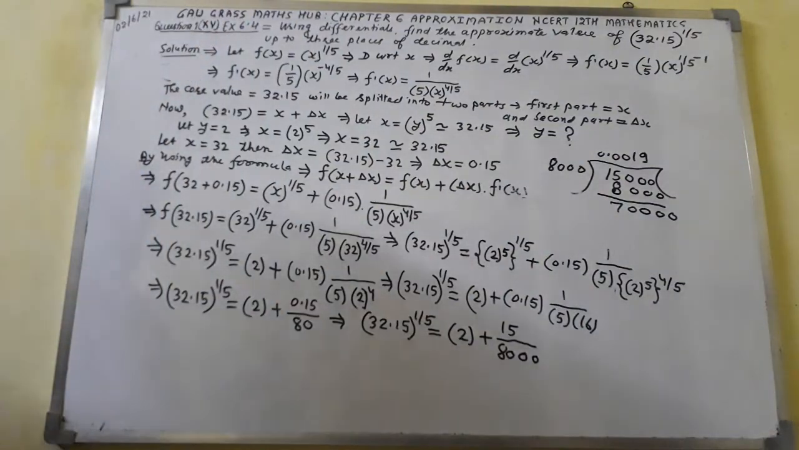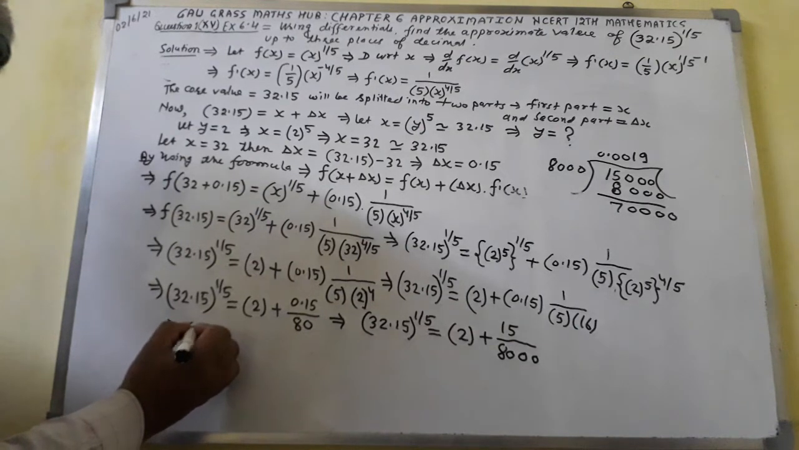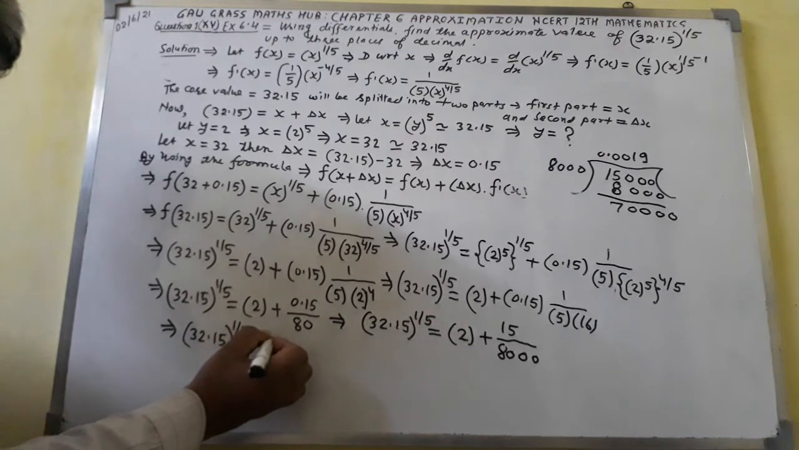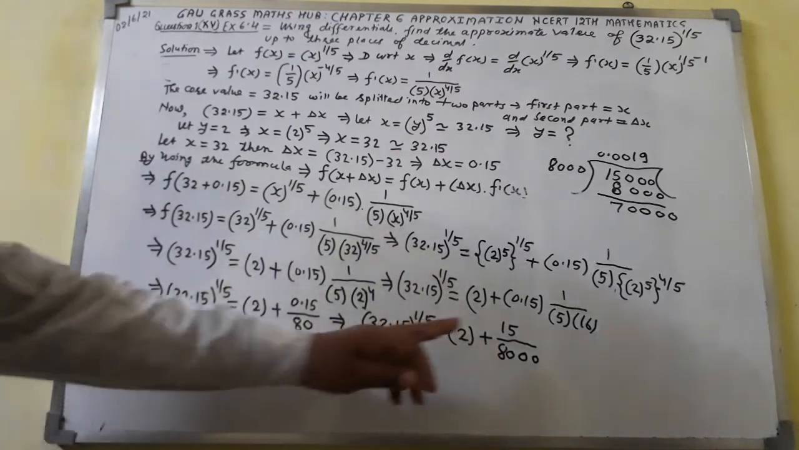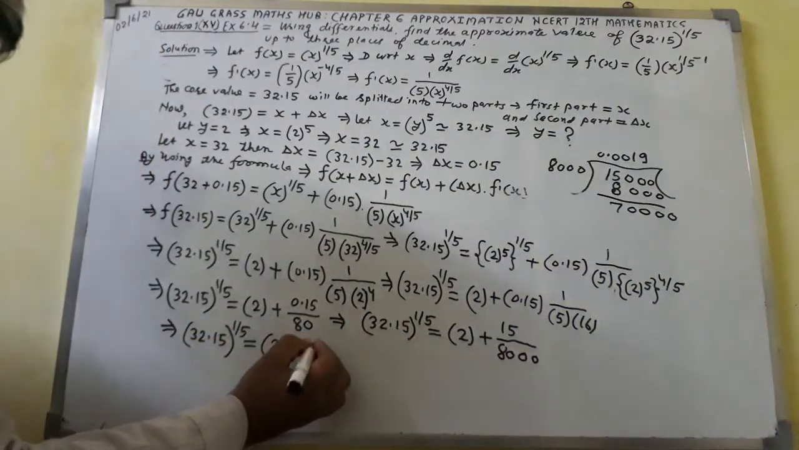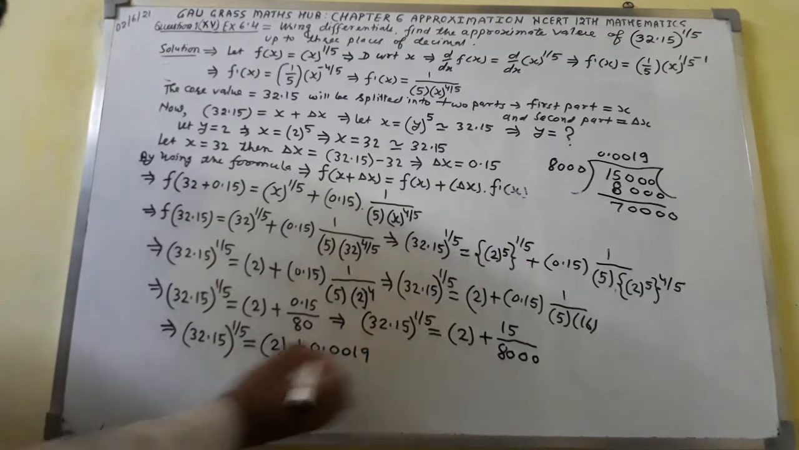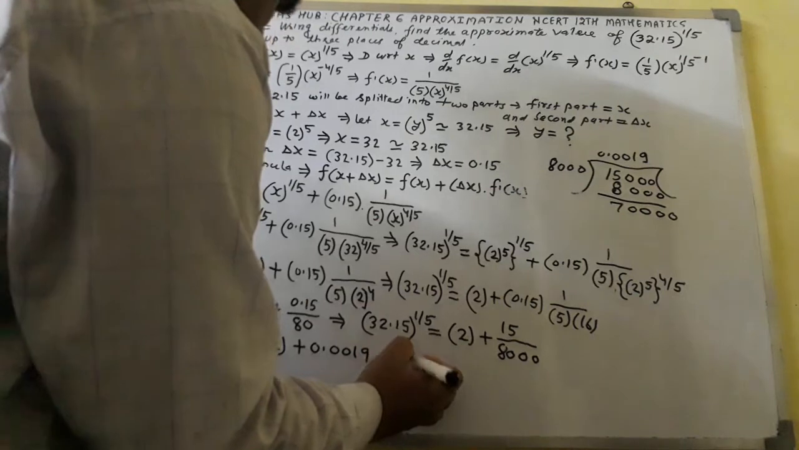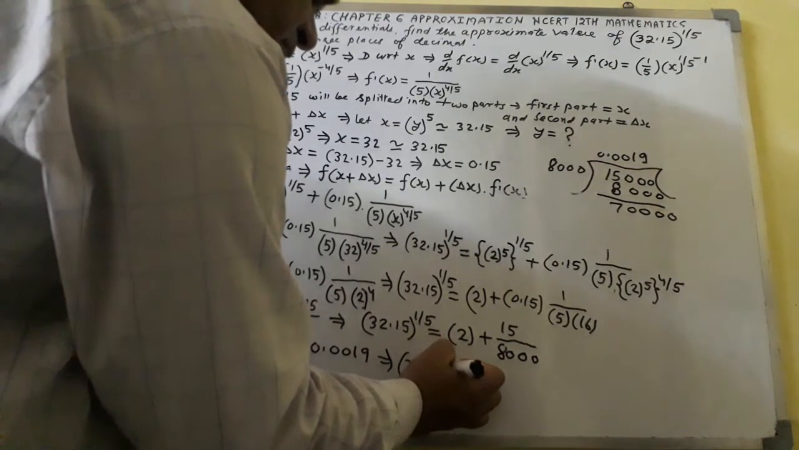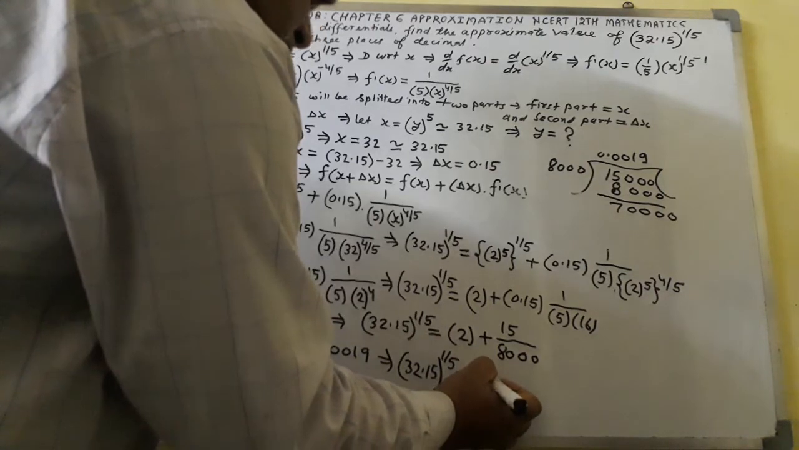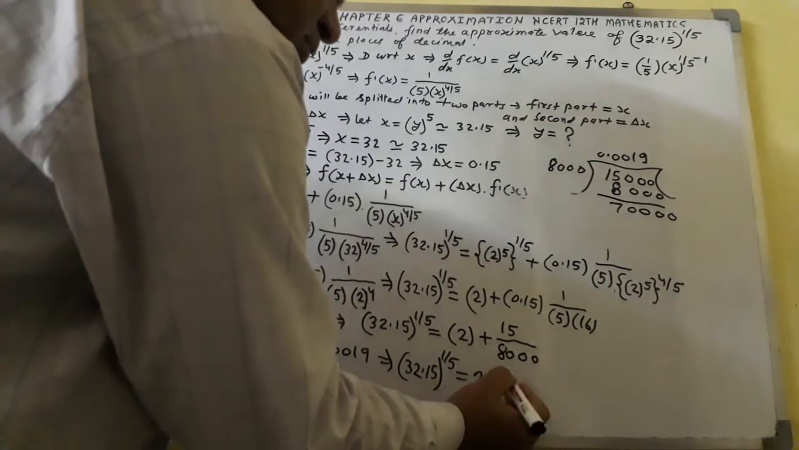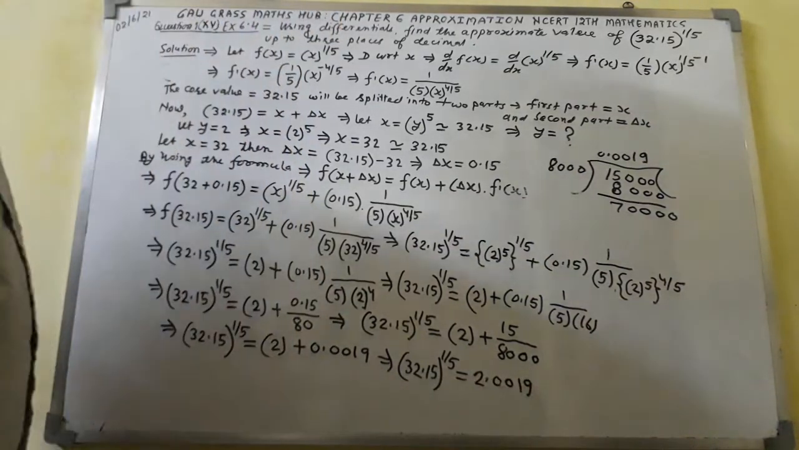So what should we write here? Again I shall write, implied that 32.15 raised to the power 1 over 5 is equal to 2 plus 15 divided by 8000. The quotient we have got is 0.0019. So 32.15 raised to the power 1 over 5 is equal to 2.0019. This thing you have got.